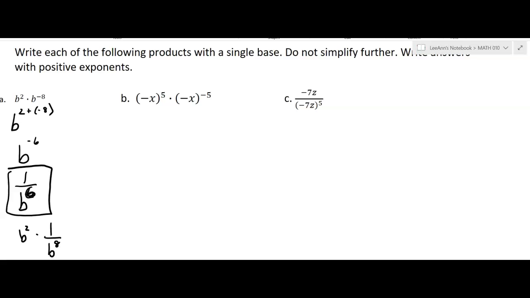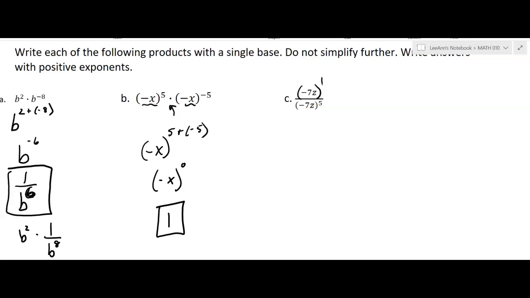Okay. So I have a negative x for the base. So the bases are the same. You always need to check that. And it's multiplication. So I could add those exponents. Well, what's 5 plus a negative 5? 0. And then you're going to have to remember, oh, exponent of 0. That means the whole thing is just going to be 1. And you're done.